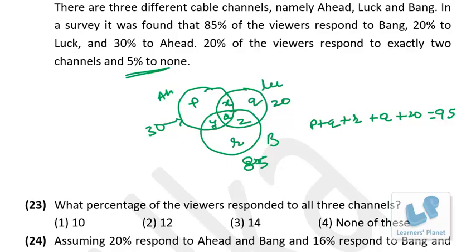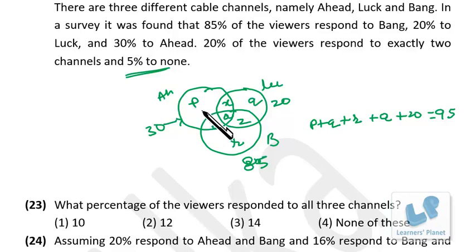Then again we will be getting 3 equations. So this is P plus X plus A plus Y, that is 30. Then X plus Q plus A plus Z, that is 20. And Y plus A plus Z plus R is 85. Okay. So when we add all these 3 equations, what we will be getting, see, it will be really a time wastage if we write down all the 3 equations.